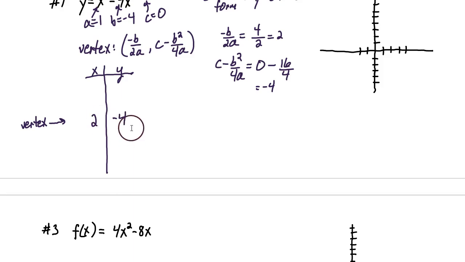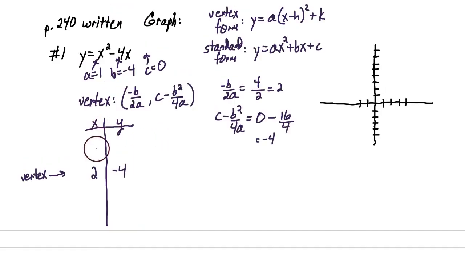Now the rest of the technique is going to be the same. Choose a number to the left of 2, like 1, and then choose a number to the left of that, like 0. Then choose a number 1 unit to the right of 2, like a 3, and 1 unit to the right of that, a 4. Now substitute these numbers into this original equation to solve it for y. Let's start by putting in a 3. 3 squared makes 9. 4 times 3 makes 12. And 9 minus 12 is negative 3. And then this will be negative 3.